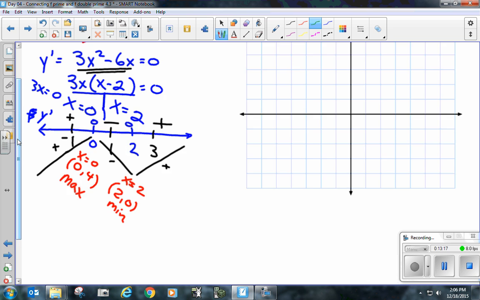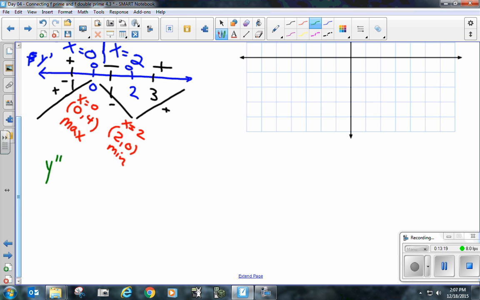6x times 6. Y double prime is 6x minus 6. So does that equal 0? What is the value of x that makes it 0? It's 1. So now our 0 is at the number 1. And we call that our inflection point. Not our critical point, it's inflection point now.